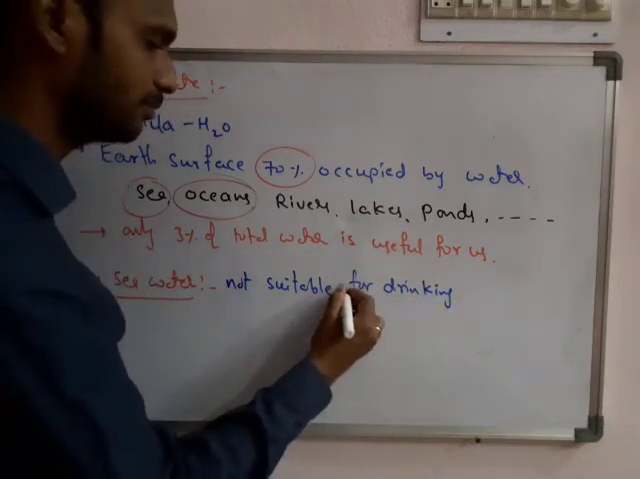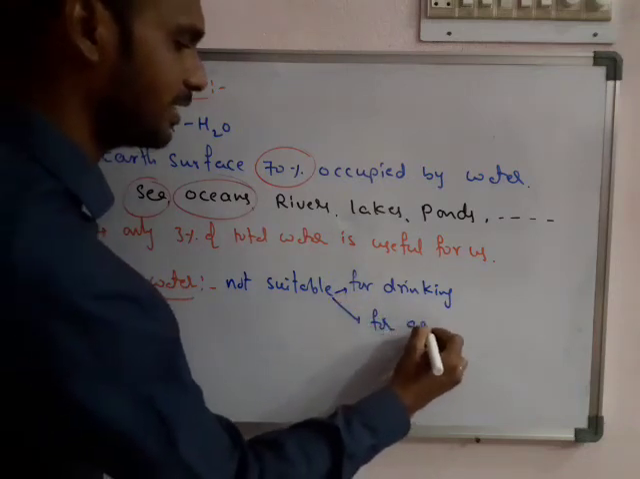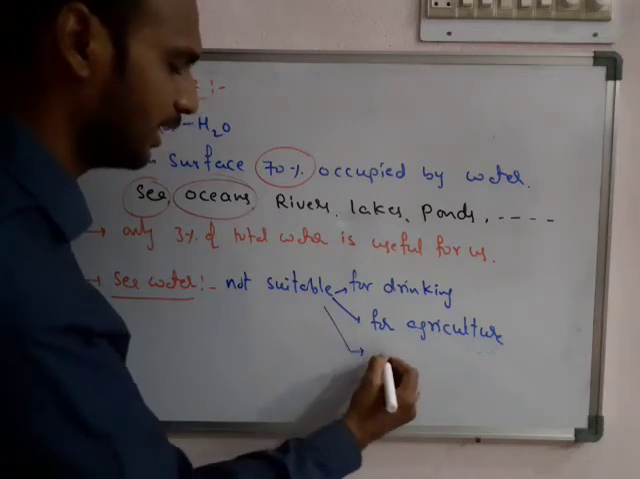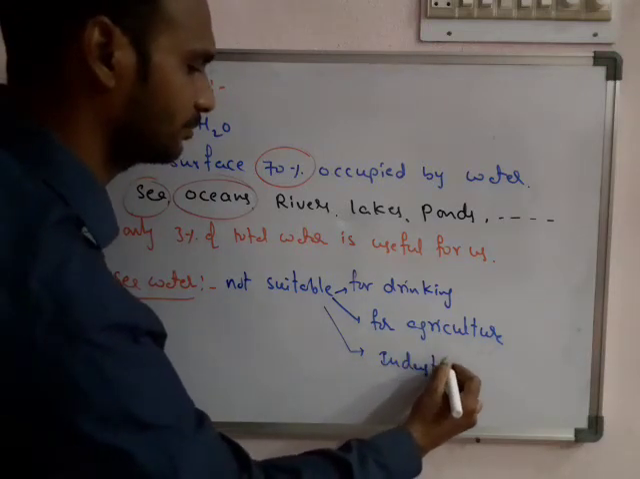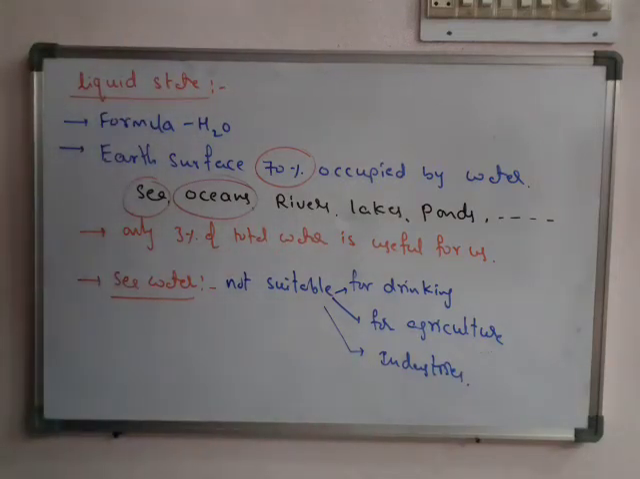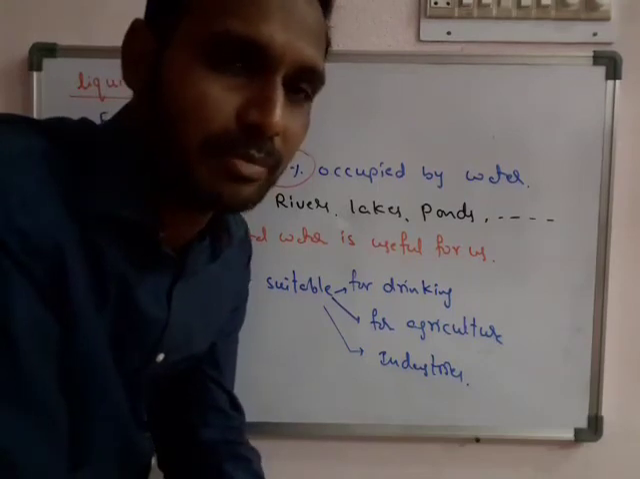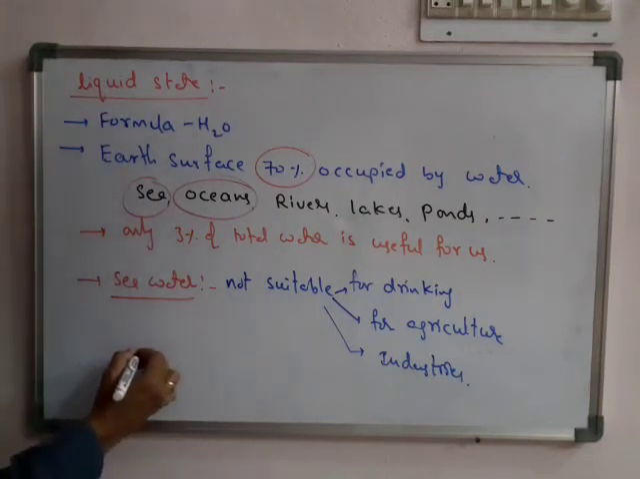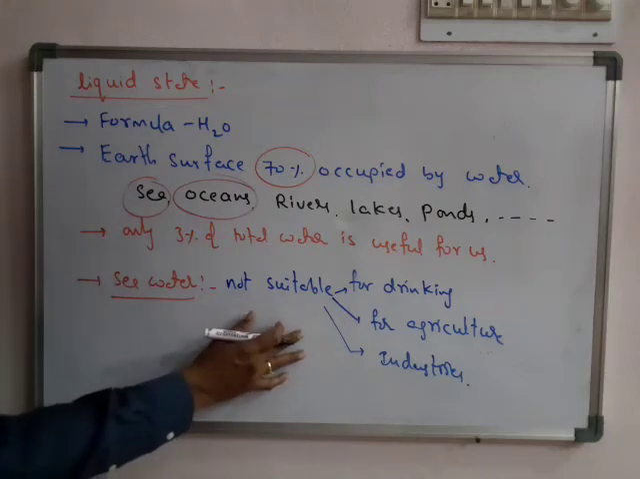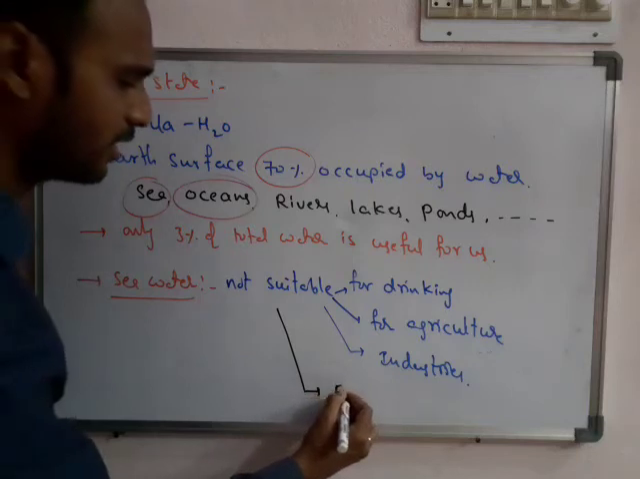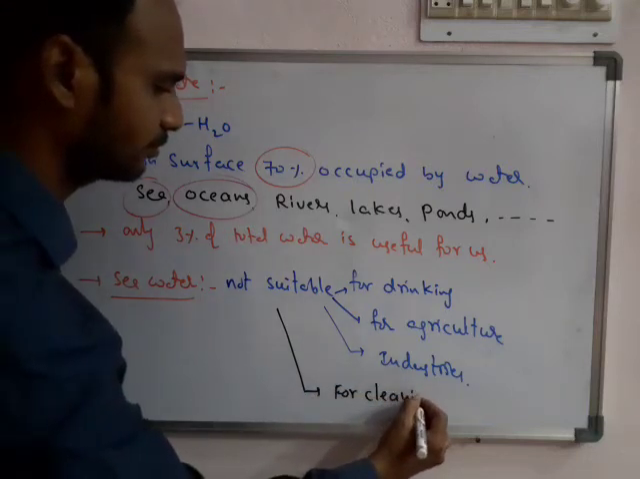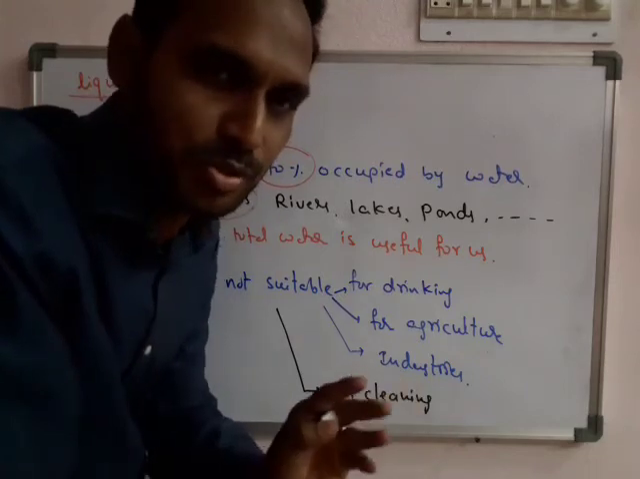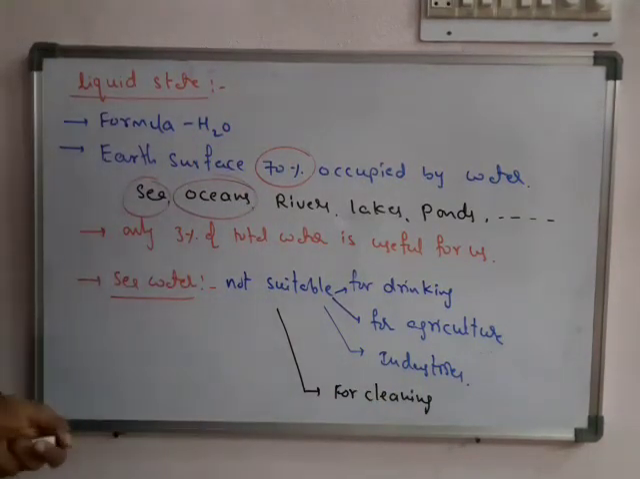Not suitable for drinking. They are also not suitable for agriculture, and not suitable for industries. Why? Because sea water containing saline means it consists of total salt. So why is sea water not suitable for drinking, agriculture, industries, even for cleaning? For cleaning of clothes and cleaning of our body it is also not suitable. Therefore cleaning also they are not suitable.